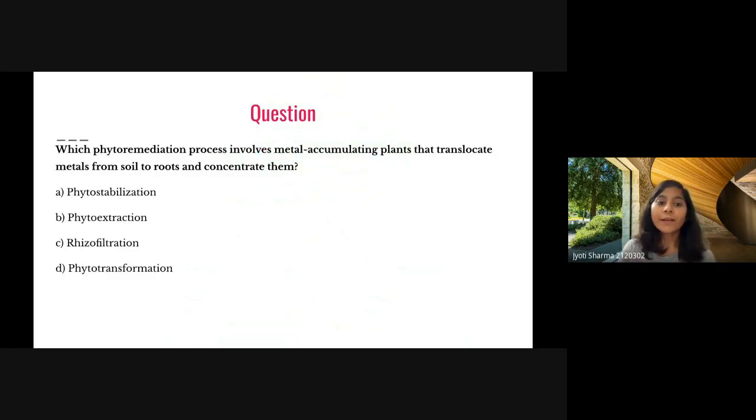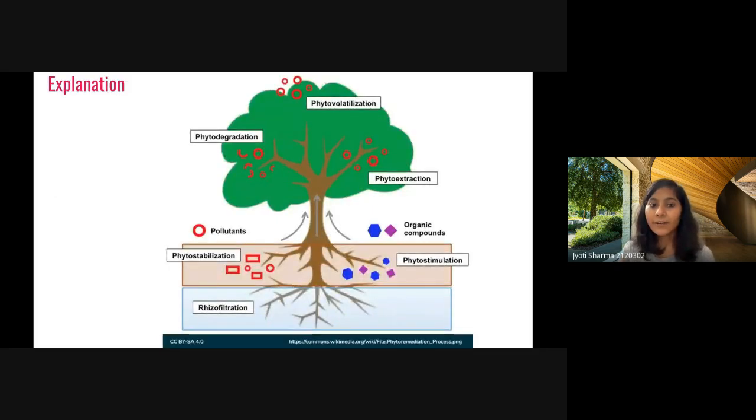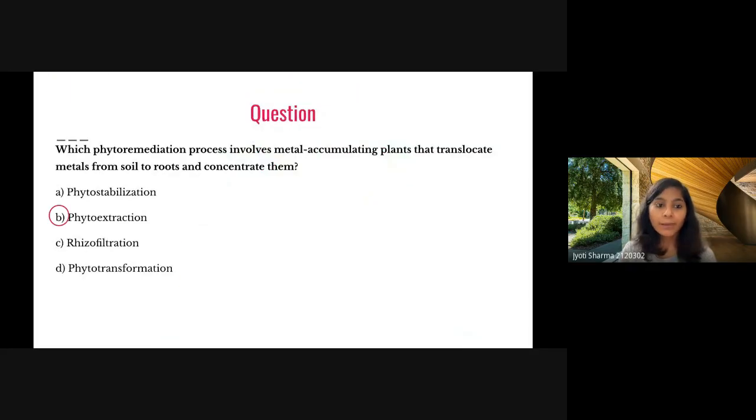Okay. Which phytoremediation process involves metal accumulation plant that translocate metal from soil to root and concentrate them? So it will take from soil to root, and in that root it will concentrate it. So this will come under what kind of process? As I already have discussed this process: phytovolatilization, degradation, extraction, stimulation, stabilization, and rhizofiltration. Okay, so Dia and Priscilla gave me B, and yes, so this will be the phytoextraction.